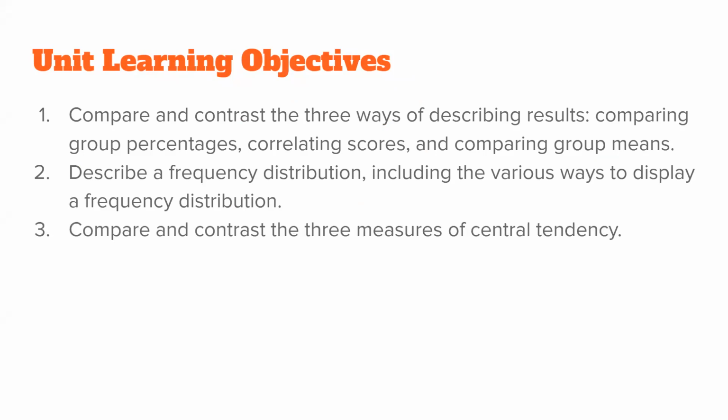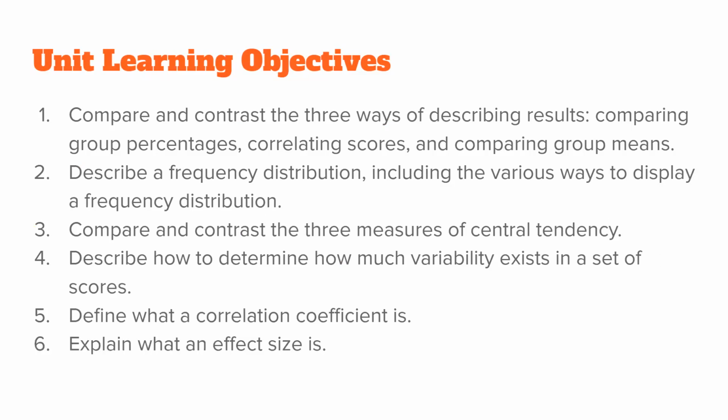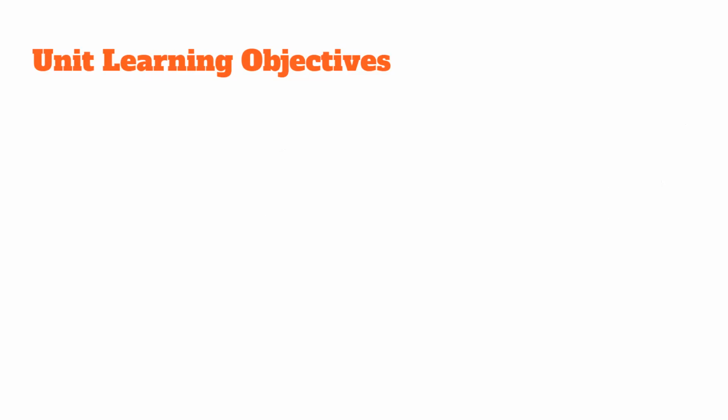I'd like you to be able to compare and contrast three measures of central tendency. I'd like you to be able to describe how to determine how much variability exists in a set of scores. I'd like you to be able to define what a correlation coefficient is. I'd like you to be able to explain what an effect size is.